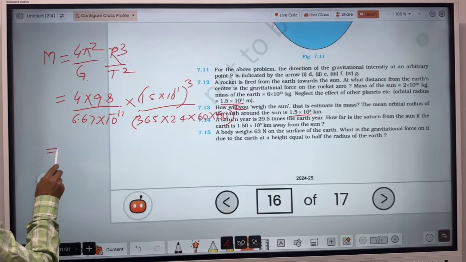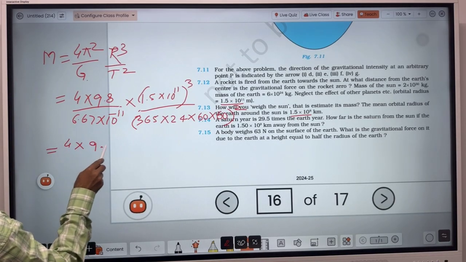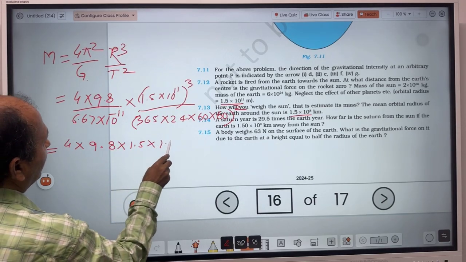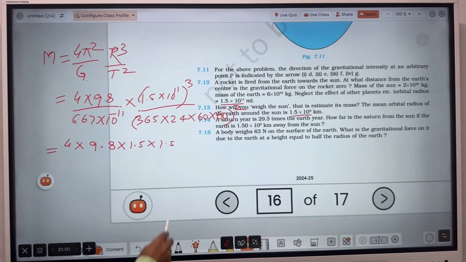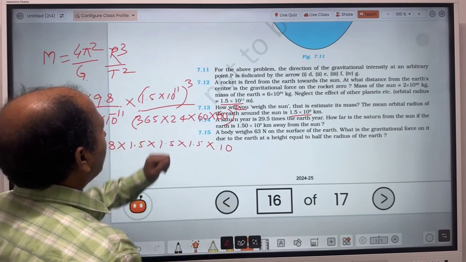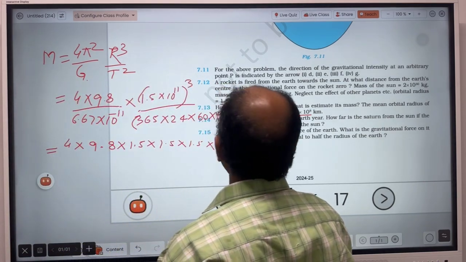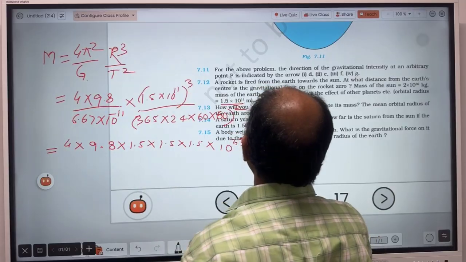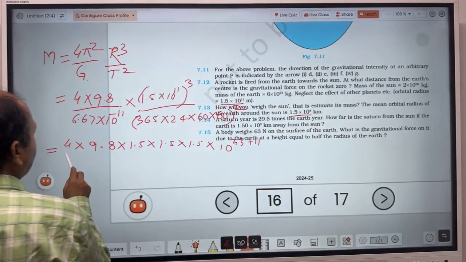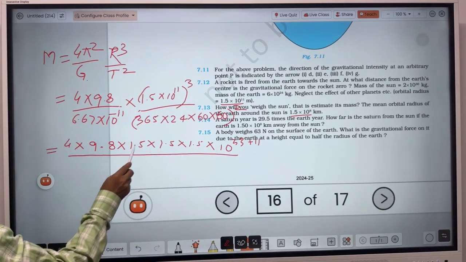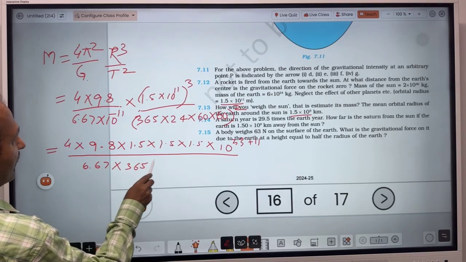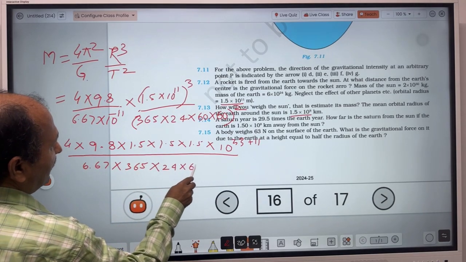Now let's write the digits. 4 into 9.8 into 1.5 into 1.5, right? Then 3 times 1.5 multiplied by 10 to the power 11, 3 times 33, and from here this minus 11 will go in numerator, so it will go plus 11, and then in the denominator the digits are 6.67 into 365 into 24 into 60 into 60.